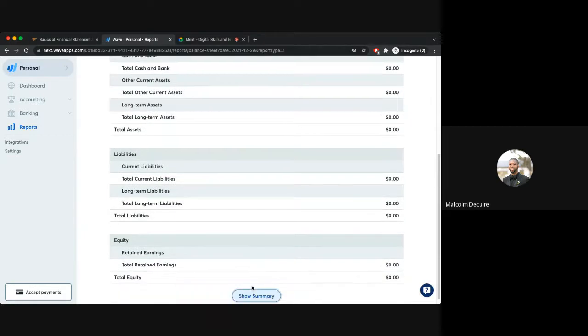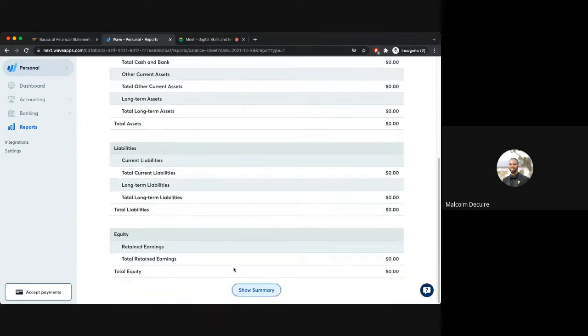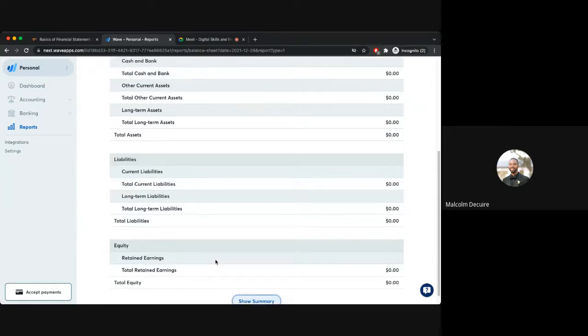And if we show the details, it'll get even deeper. And let's say he doesn't retain any earnings. Let's say he pours all his money back into the business. This number, you see what I mean? This would impact this entire balance sheet.